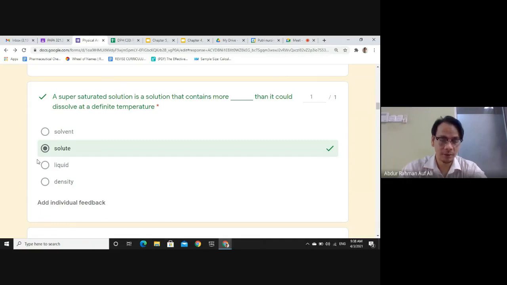Okay, so this covers the topic of solubility. There are 3 types of solution: the unsaturated, saturated, and supersaturated. So we define solubility by determining how many substance are dissolved in how much amount of solvent. How much substance is dissolved in how much volume of solvent.